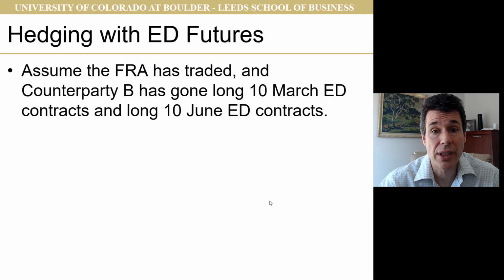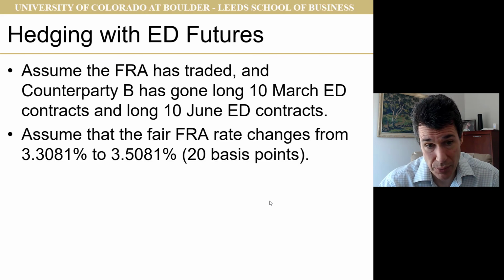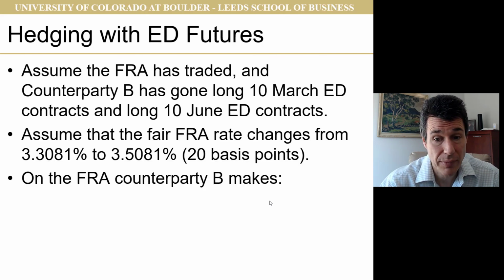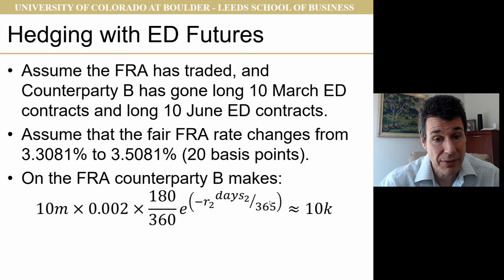So the FRA is traded, counterparty B has gone long 10 March and long 10 June, and the fair rate changes by 20 basis points. On the FRA, they make about $10,000. $10 million times 20 basis points times a half.